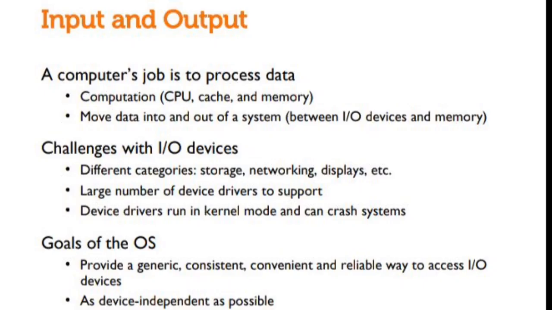For the I/O system, these are the input and output. A computer's job is to process data. Under computation are the CPU, cache, and the memory. And the other one is moving data into and out of a system between I/O devices and memory.